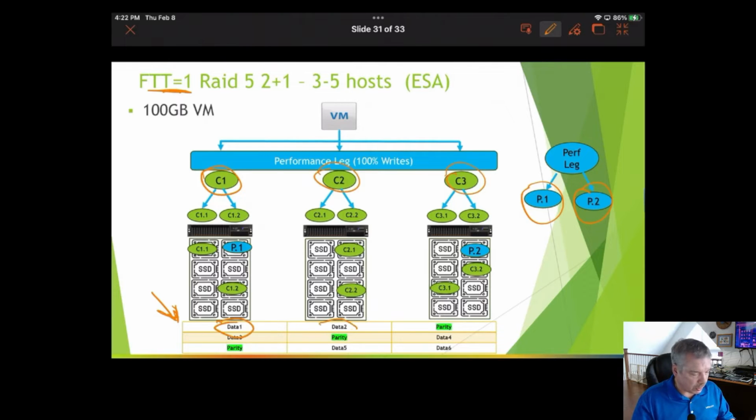So you have data 1, data 2, and then a parity. And then we skew the parity. This is RAID 5. So that's what we're doing with these components. We're taking our data, striping it across, data, data, parity, and this is how we have this failure to tolerate 1. Okay, watch my vSAN videos on that, right?